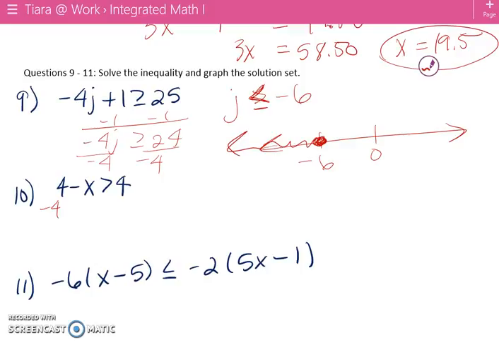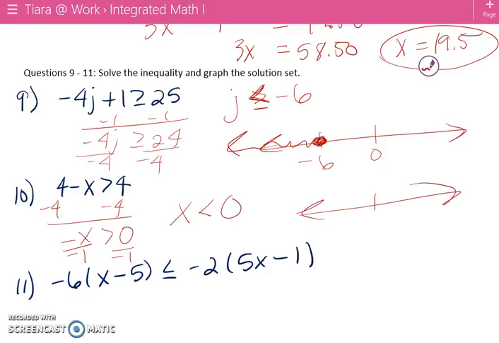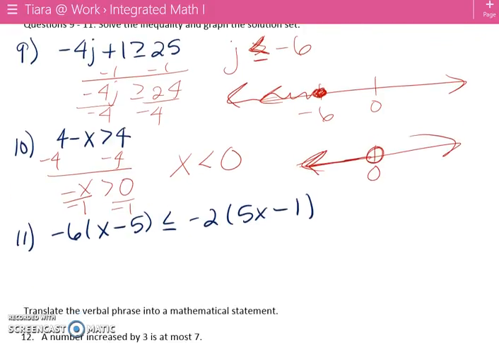Number 10, subtract 4 from both sides. What people forgot to recognize was that this is a negative x, which means I'm not done. I need to divide by negative 1, which means this will become x is less than 0. So I have 0. I'll use an open circle on 0 and go to the left.